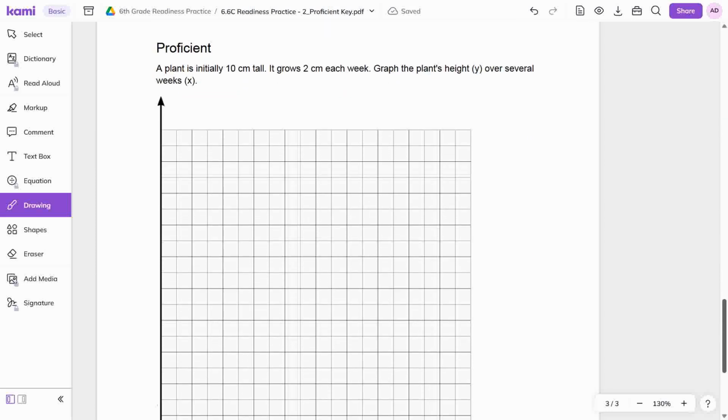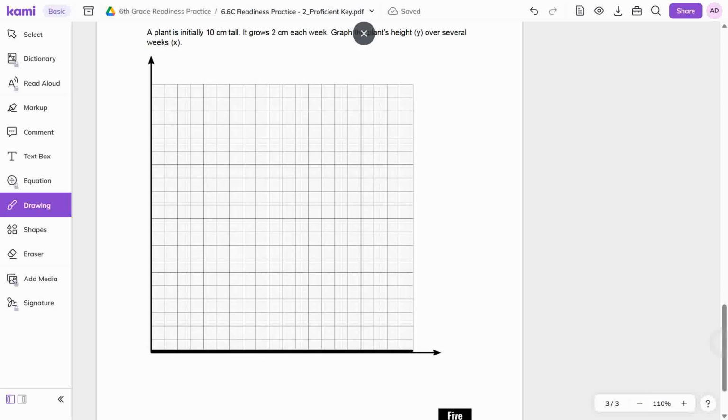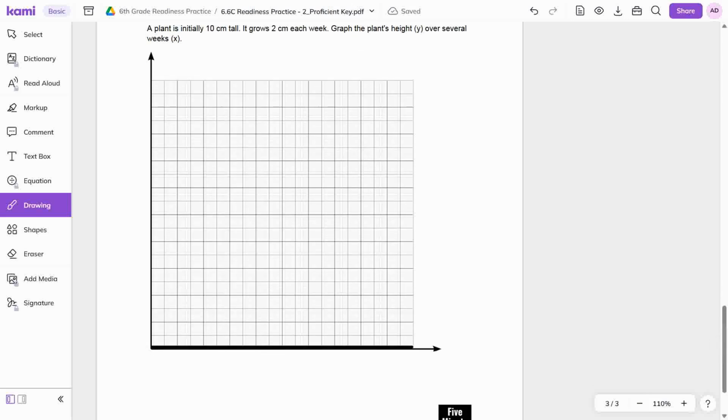And then finally in number 3, we have a graph. So we have a plant that is initially 10 centimeters tall and it grows 2 centimeters per week. All right, so let's do this same thing here. Let's create a table. And so we can have our x's. It's going to be weeks. And then our y is going to be height.